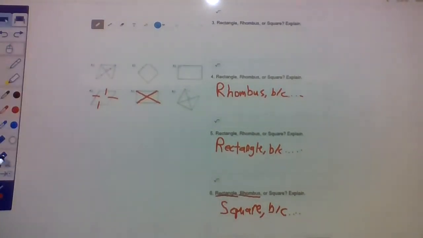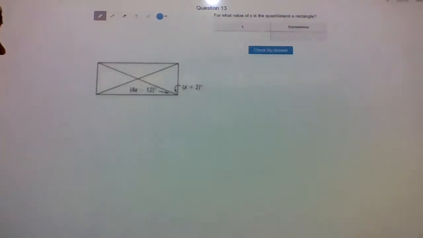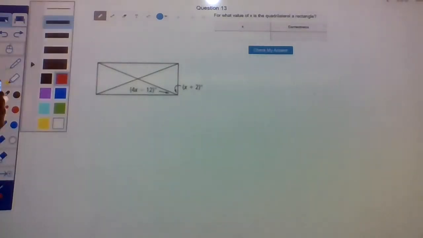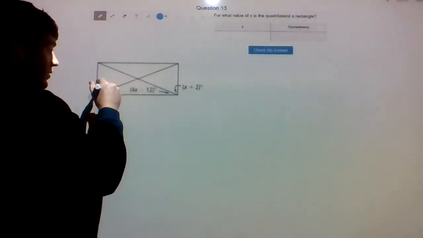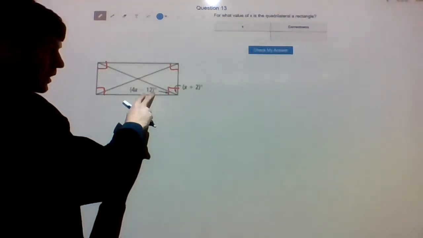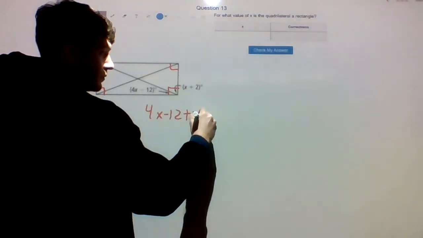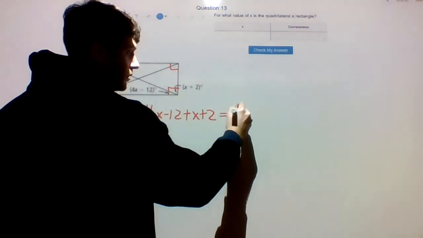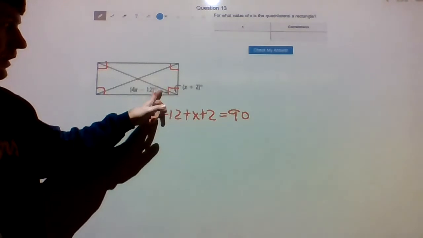All right, next question here. So, we have a rectangle. Okay, we're looking for the value of x. Since this is a rectangle, we know that angles here are right angles, 4 right angles. So 4x minus 12 plus x plus 2 should equal 90 degrees. Right? These two small angles should add up to 90.